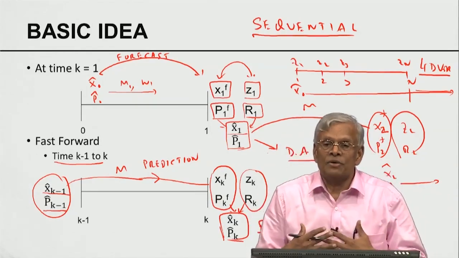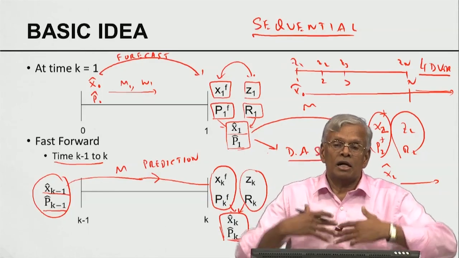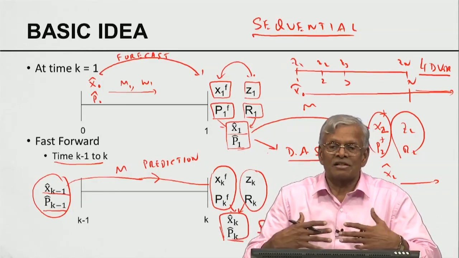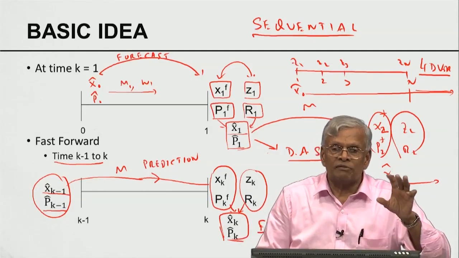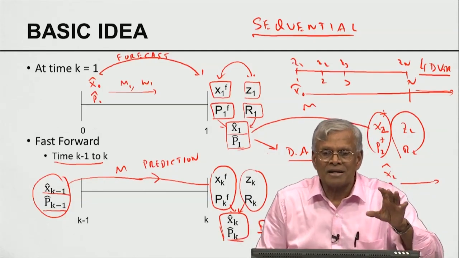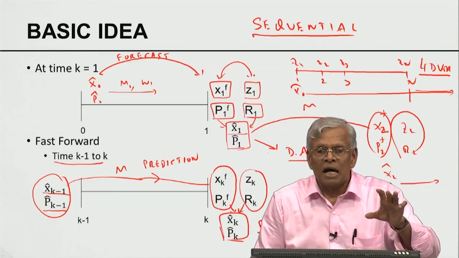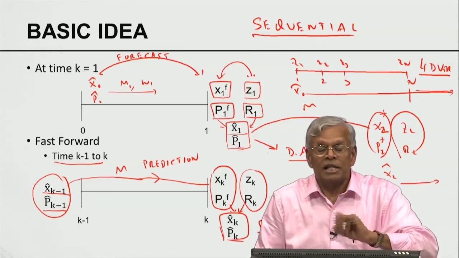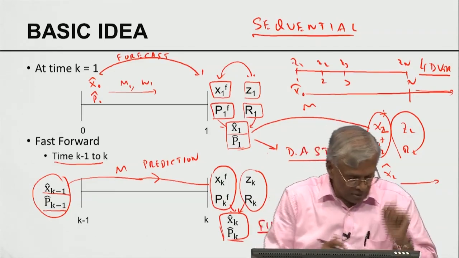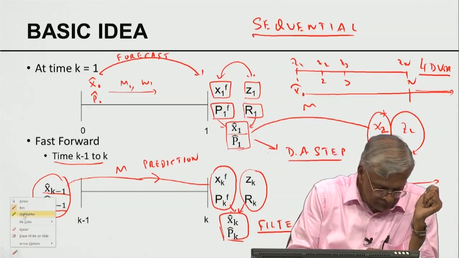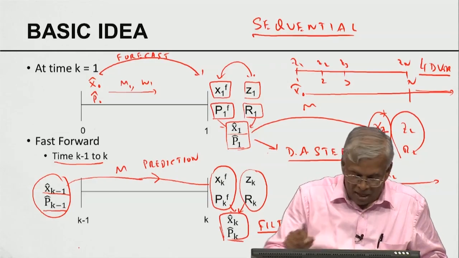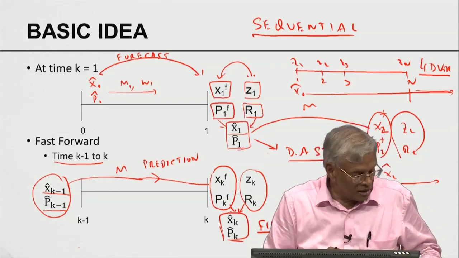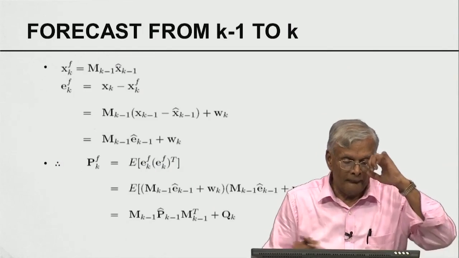So in my view, the Kalman filter is one of the earliest complete solutions to the data assimilation problem in the context of linear stochastic models and linear observations. These are linear functions of the state, corrupted by noise. I hope the sequential aspect of the idea is clear now.